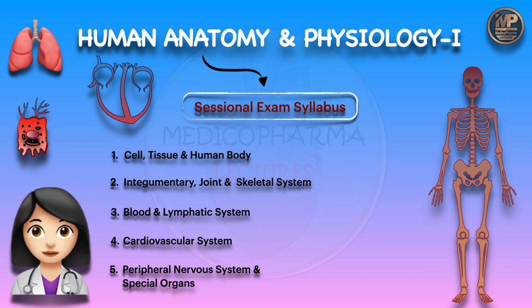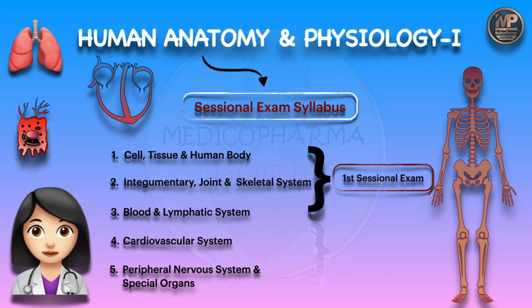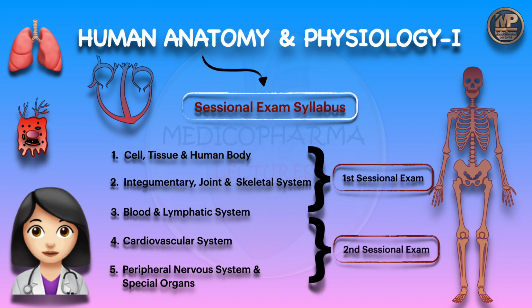Now, the first 3 units or 2.5 units will come for your first sessional, and the next half unit will come for the second sessional. I hope you have understood all this, right?